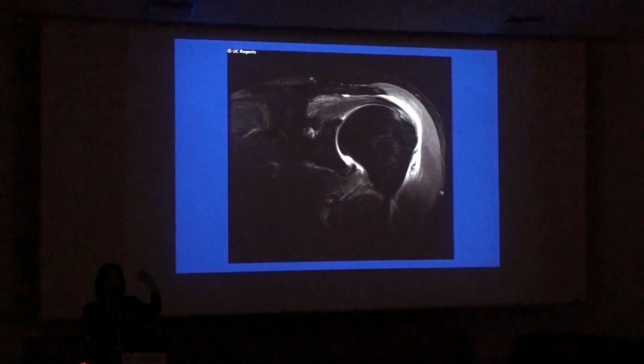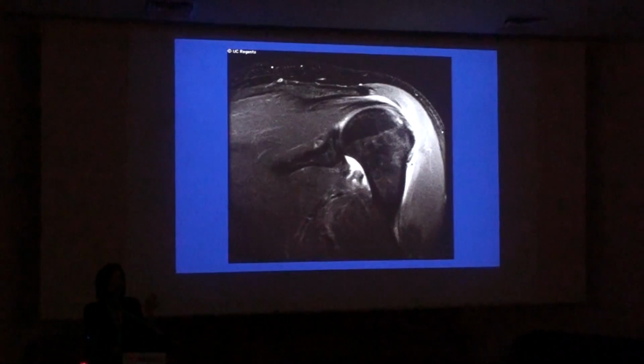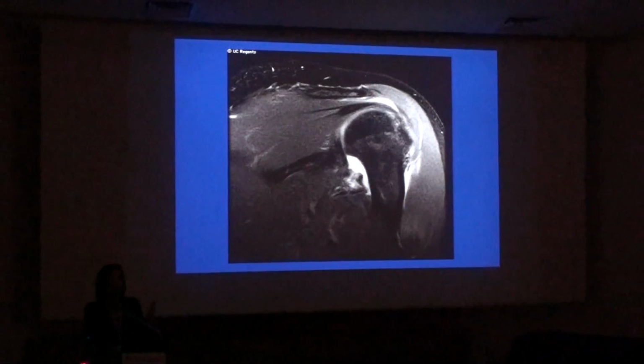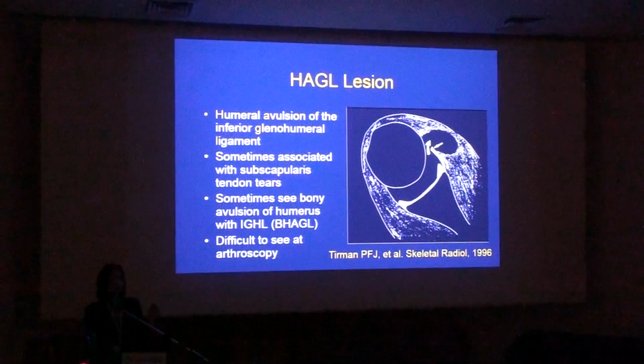And you want to say if it's only in the front, is it in the axillary pouch? Some people just have isolated axillary pouch tears. Is it in the posterior band or the whole thing? And if you look at this case, you'll see that it goes all the way across, from front to back, like this. That is a HAGL lesion. That's a very serious HAGL lesion. So you want to pick those up.